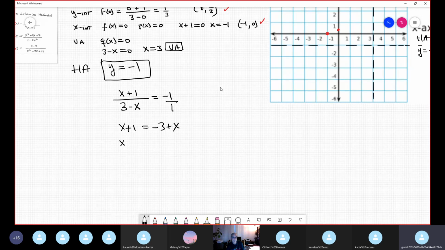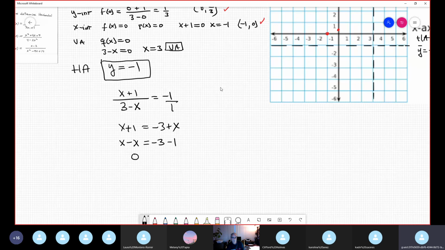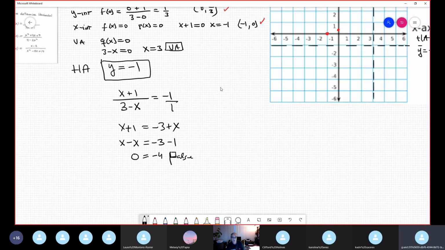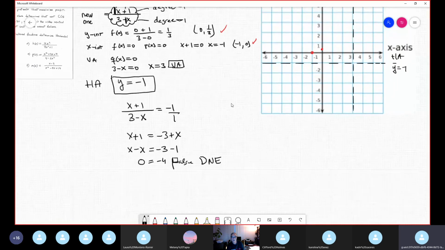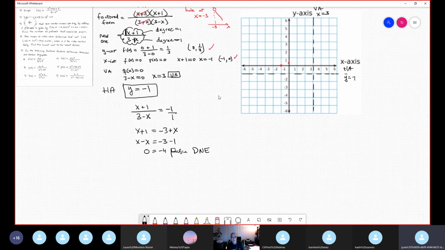This x stays here. I move this other x to the other side. -3 stays, -1. This is 0, and this is -4. This is a complete contradiction, false. That means that the point I try to find does not exist. So there is no possibility for the curve. Okay, you try to do the graph crossing the x-axis.